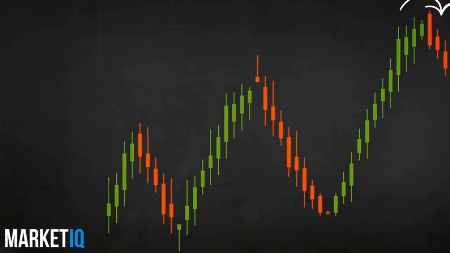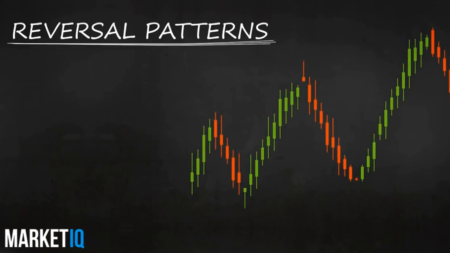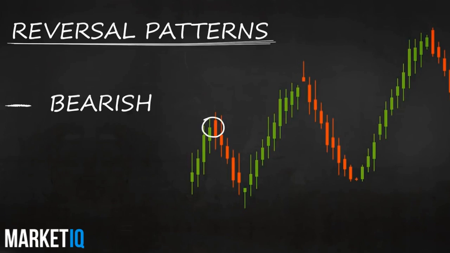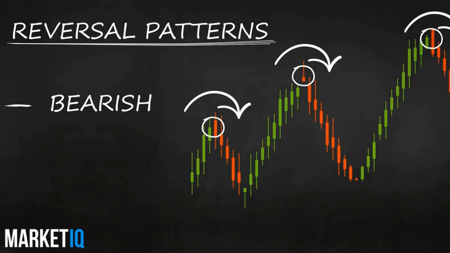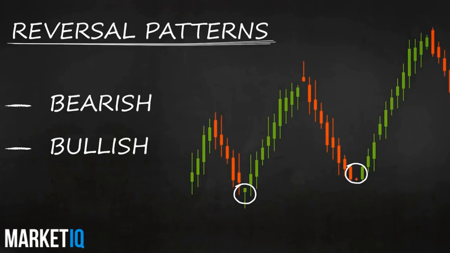Patterns that show that the market could change direction are called reversal patterns. They could be bearish, ones that indicate the change from an uptrend to a downtrend that should be perceived as a signal to sell. Or bullish, these show that a price that has been decreasing is likely to start going up and we should buy.